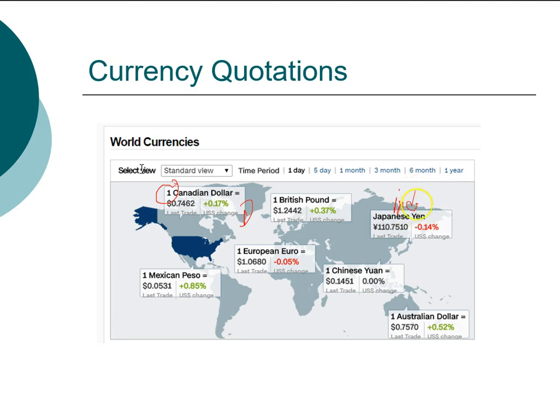So the Japanese yen is indirect because it says it takes 110.751 yen to buy one US dollar. So this is an indirect quote. The Chinese yuan is a direct quote. One Chinese yuan will give you 0.1451 US dollars. So in this particular graph, all the currencies except Japanese yen are in direct quote, and the Japanese yen is an indirect quote.